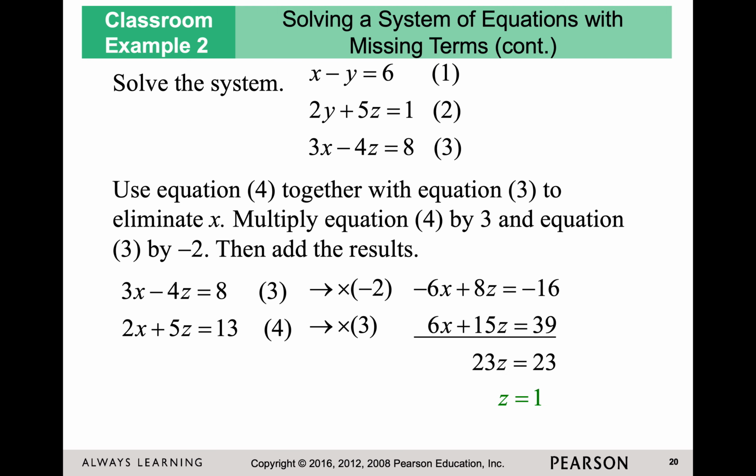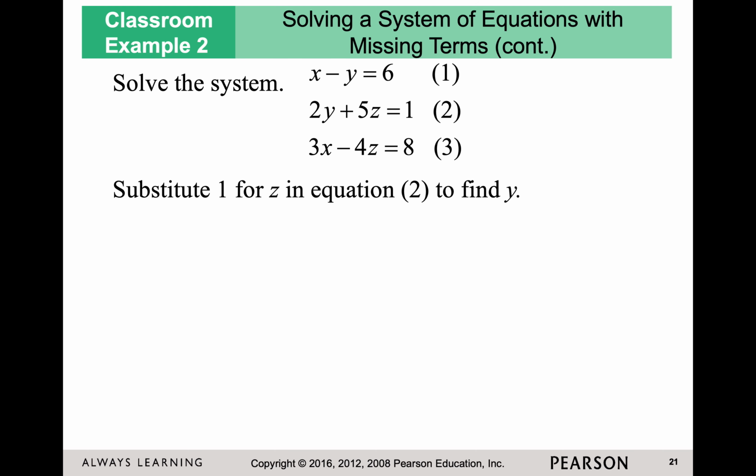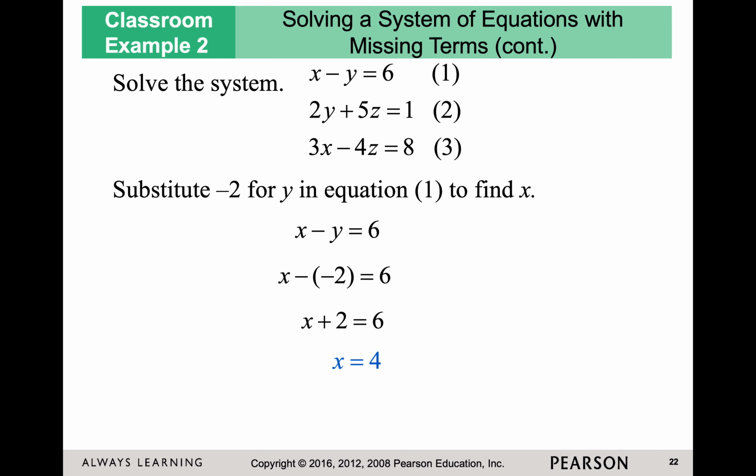So I get z equals 1. Then I'm going to take that z and plug it into one of my made equations to get y is negative 2. Now that I have z and y, I will plug back into my working equation, which is 1, with those values to find x.